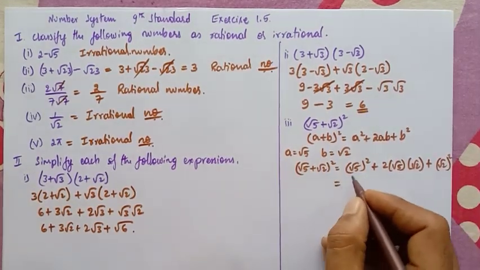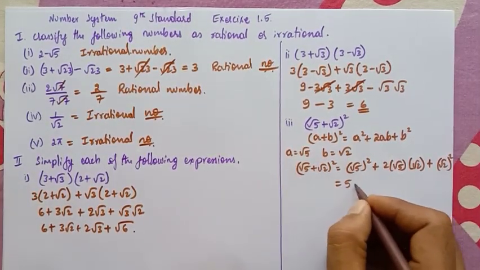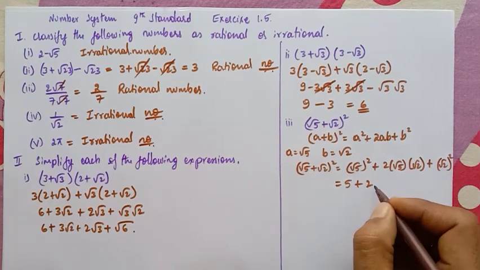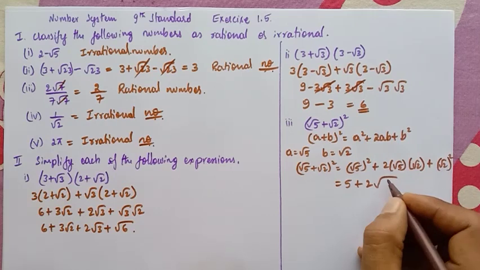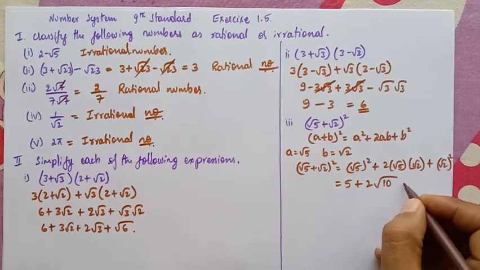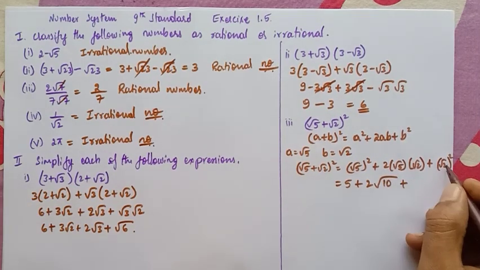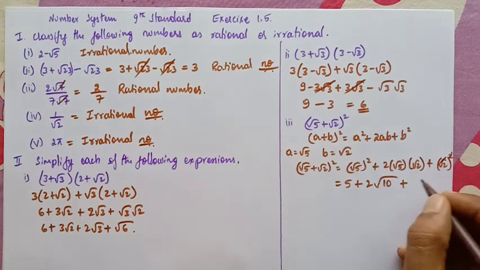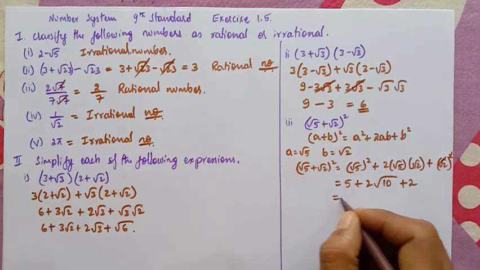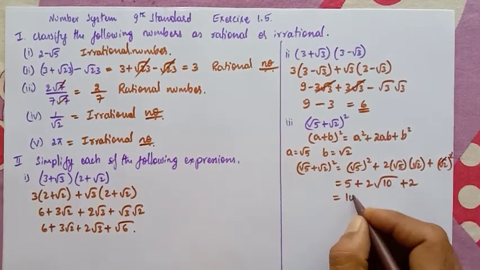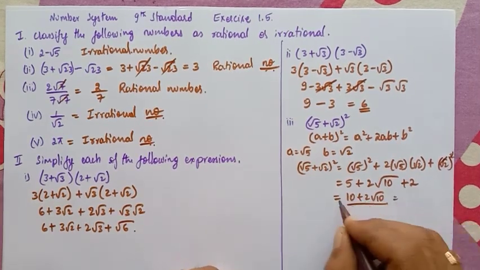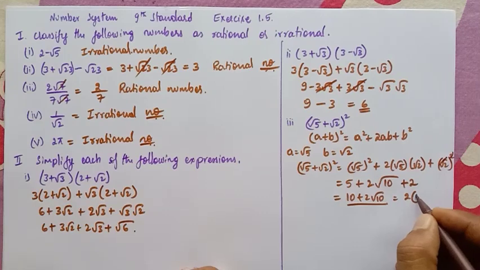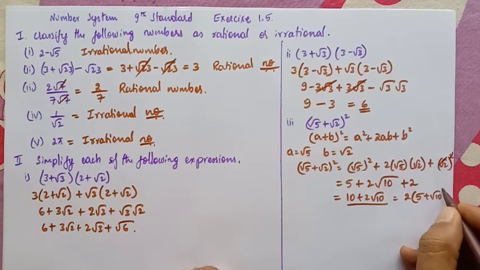So what happens here? Root 5 whole square is 5, plus 2 into root 5 into root 2, means as the root is same, 5 2s are 10. Plus the here root and square cancel. This one is equal to 2. So 5 plus 2 is 10 plus 2 root 10. This completes this problem. Even you can take common 2. So what happens? 5 plus root 10. This completes.